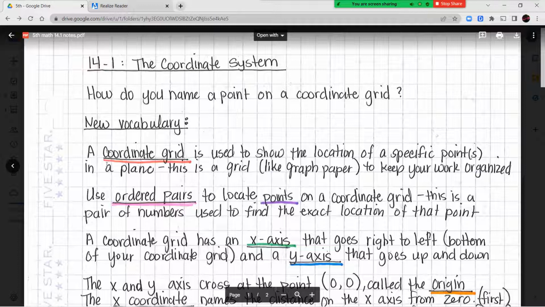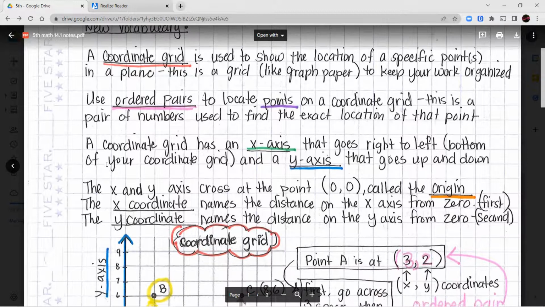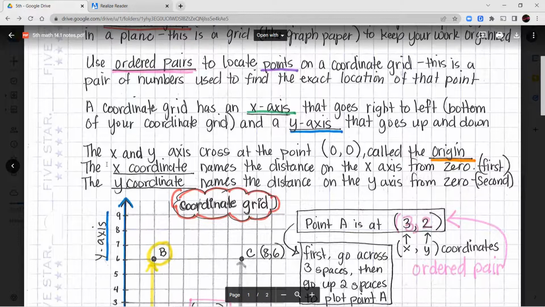Now here we're looking at lesson 14-1, the coordinate system, and our essential question, or our focus, is going to be, how do you name a point on a coordinate grid? So we have some new vocabulary here. A coordinate grid is used to show the location of specific points on a plane. This is a grid like graph paper that helps you keep your work organized and find exact locations. An ordered pair is used to locate the points on a coordinate grid. This is a pair of numbers that's used to find the exact location of the point.